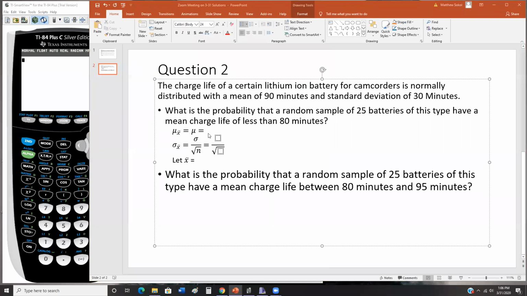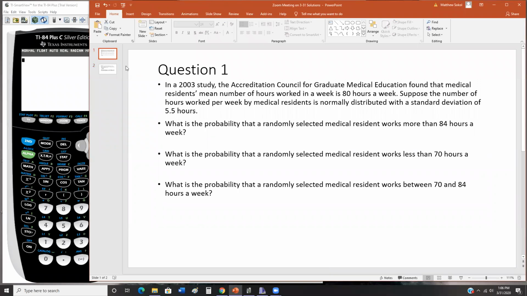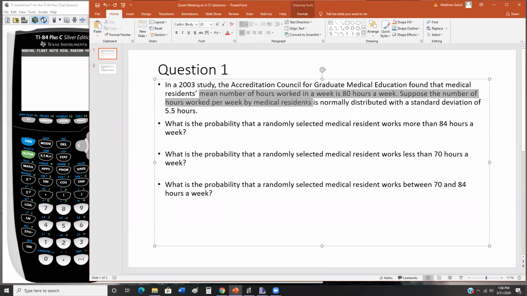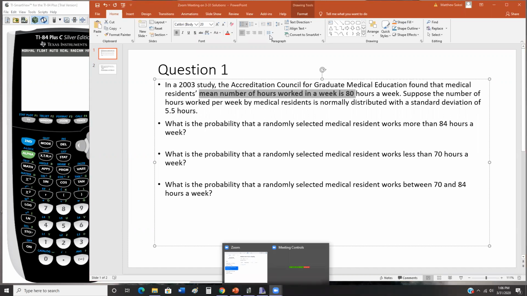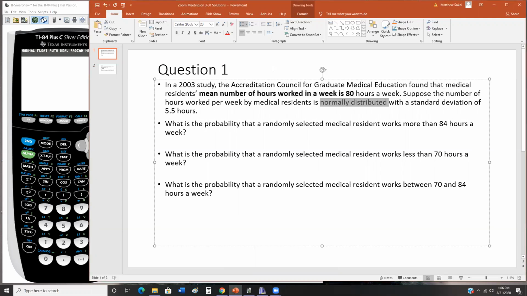Okay, so let's take a look at this first problem here. Question 1: in a 2003 study, the Accreditation Council for Graduate Medical Education found that medical residents' mean hours worked per week was 80 hours. Does that seem crazy to everybody, that on average they're working 80 hours a week? Yeah, I couldn't even imagine that. It's like 2 full-time jobs. It goes on to say, suppose the number of hours worked per week by medical residents is normally distributed, with a standard deviation of 5.5 hours.